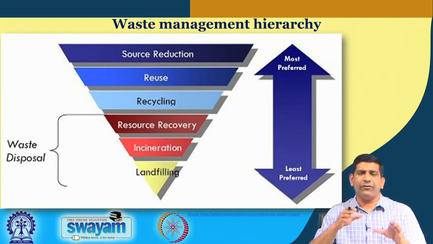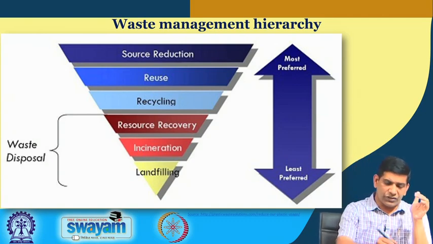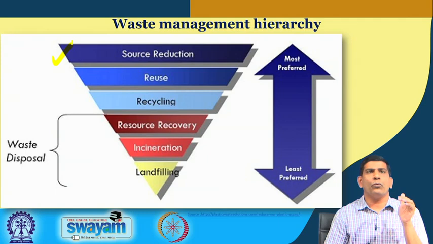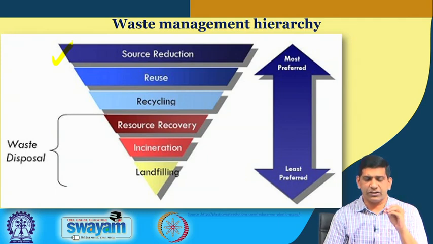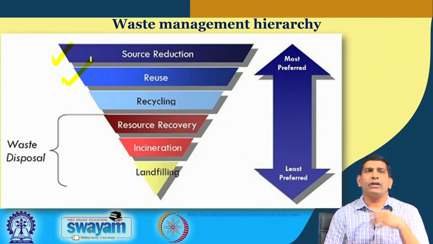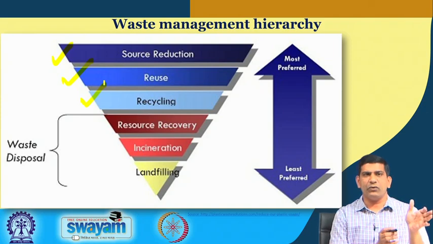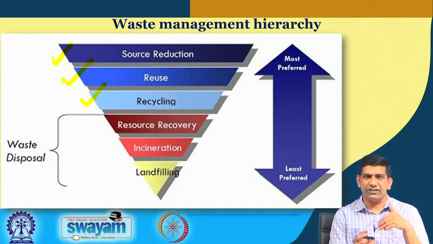So, the hierarchy in general for waste management is you start with source reduction. You try to reduce the waste that is being produced. So, that is the source reduction. If you cannot do that, whatever is produced, let us try to reuse it. If you cannot reuse it, let us try to recycle, which we talked about in detail in the previous week, how to do the recycle, different types of recycle.